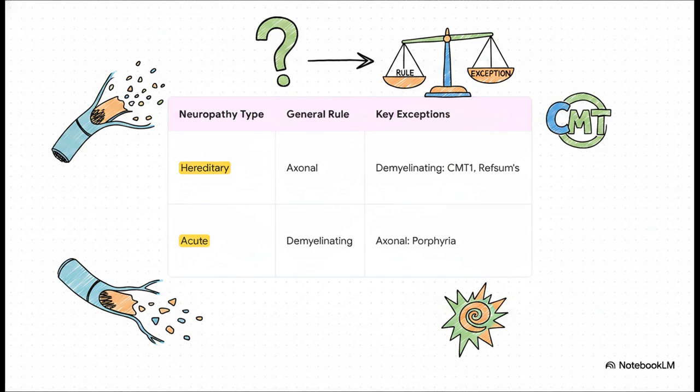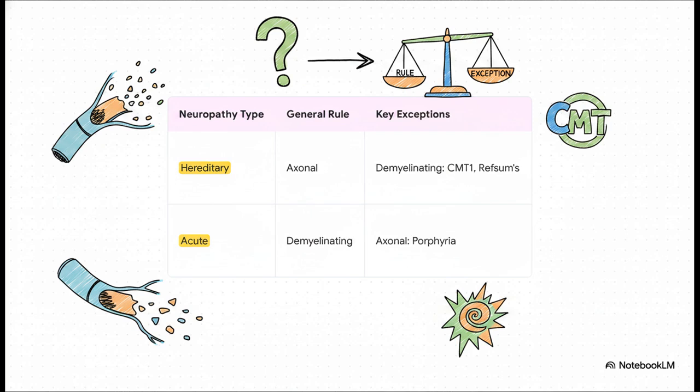Okay, this slide is absolutely key. It's what I call the rule and exception framework. And if you get this, you're halfway there. So, nerve damage basically comes in two flavors, right? You've got axonal, where the nerve fiber itself is the problem, and demyelinating, where the insulation around the nerve, the myelin sheath, gets damaged. Now, here's the general rule. Most hereditary neuropathies, they're axonal, and most acute neuropathies, they're demyelinating.